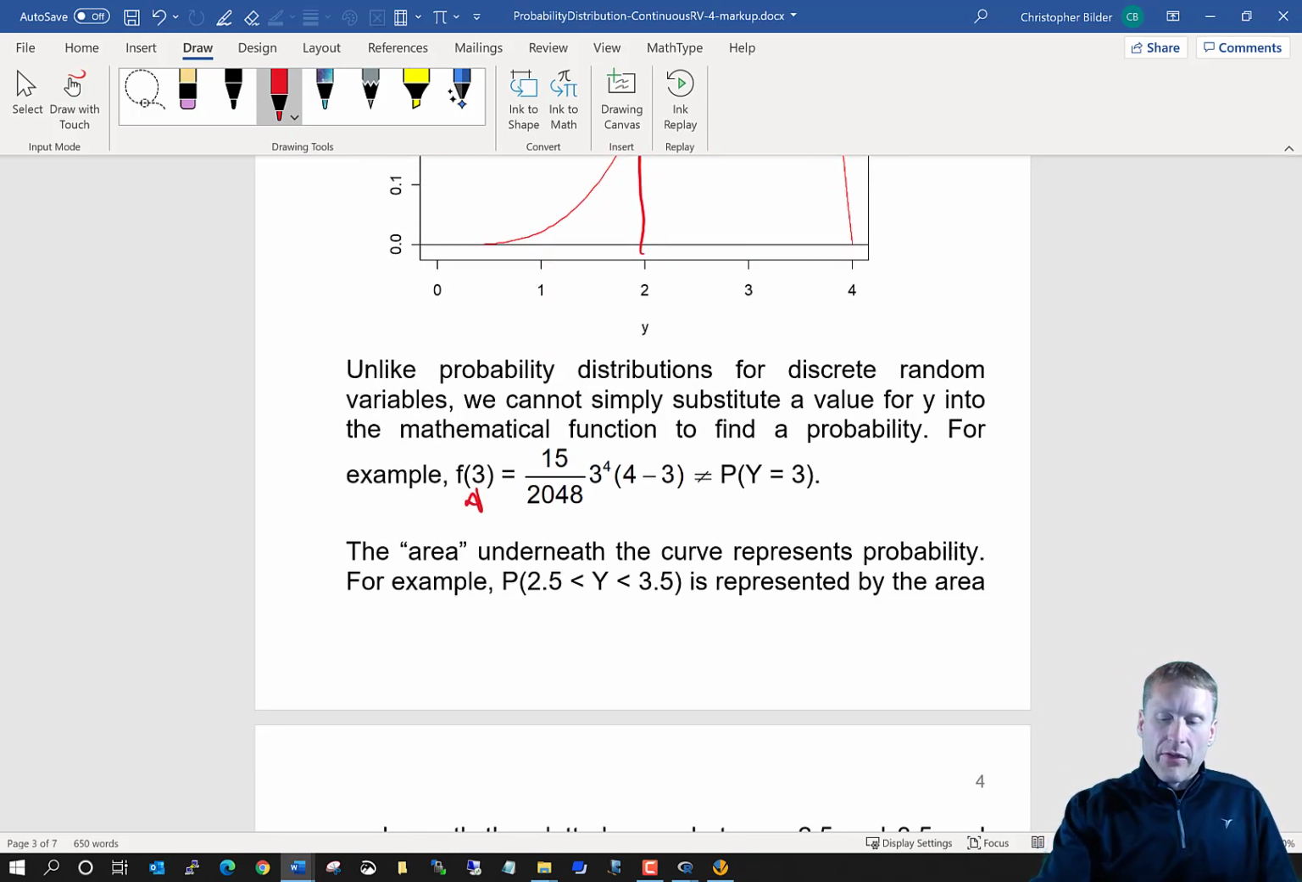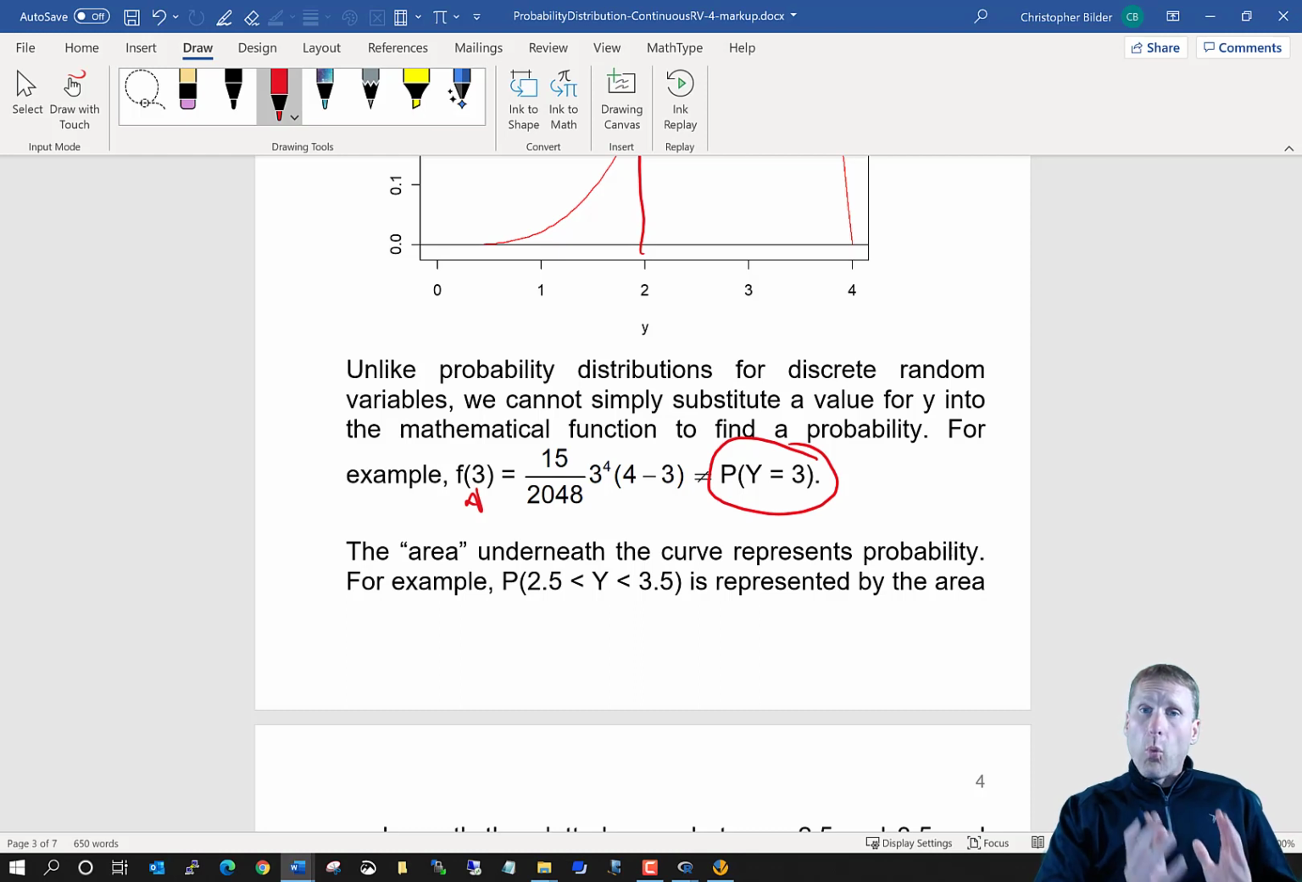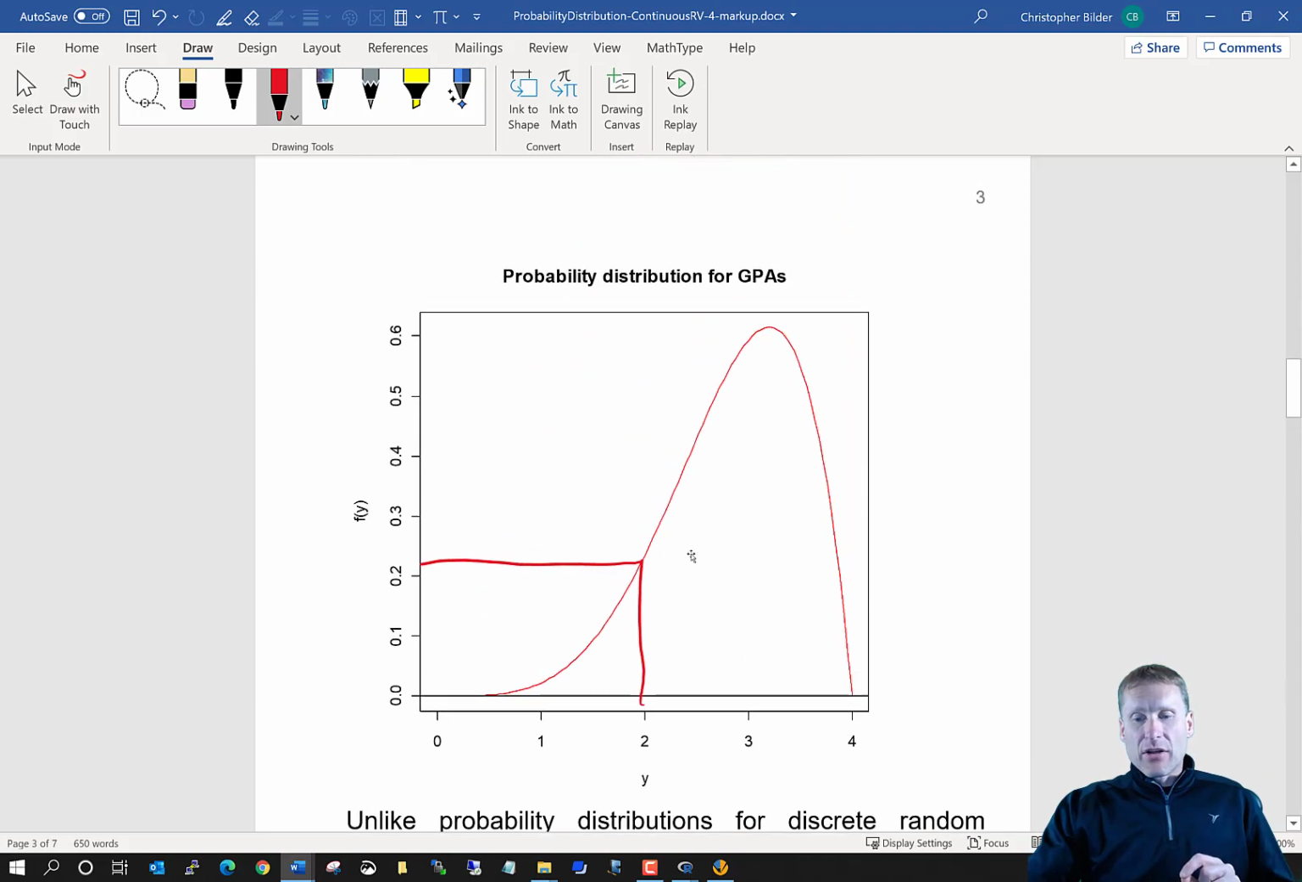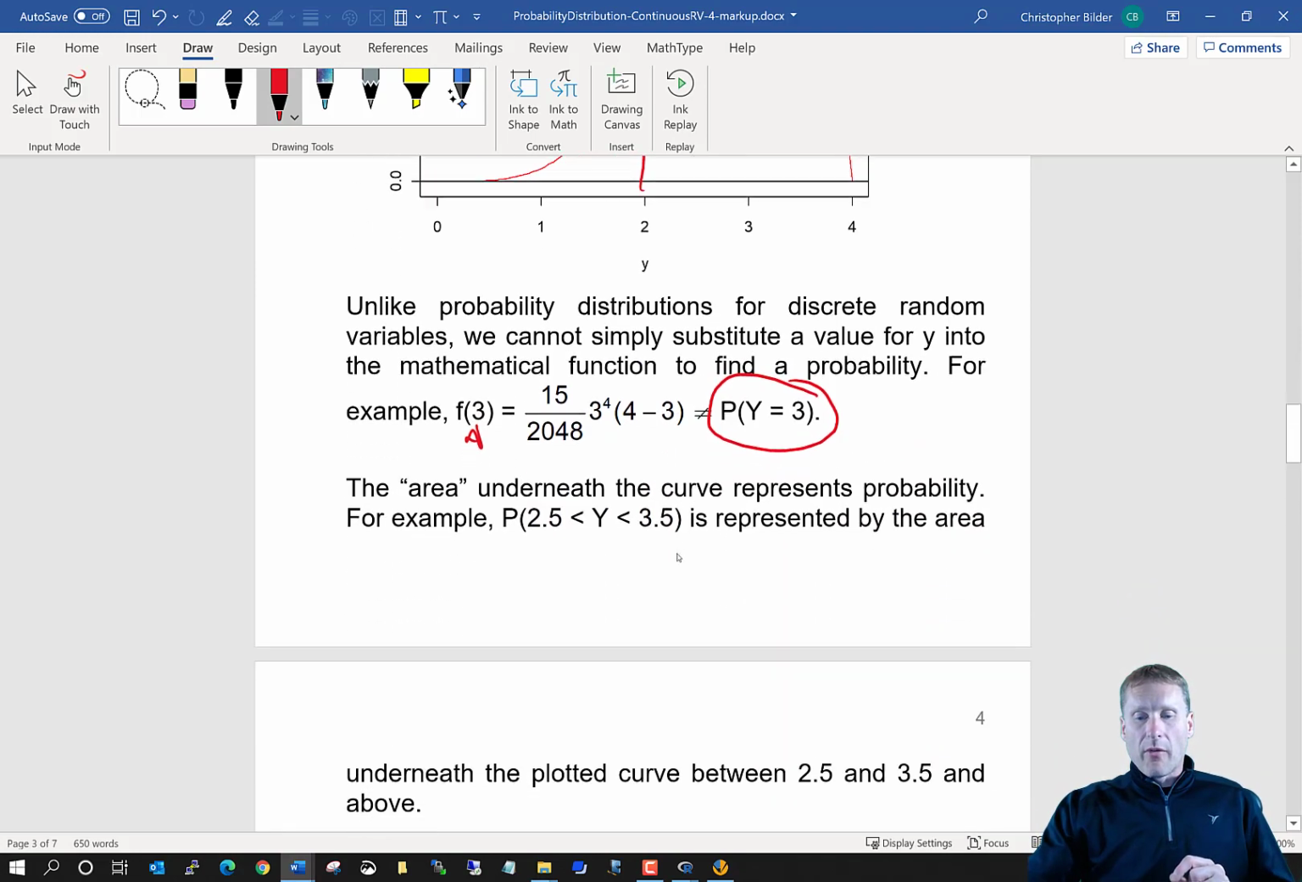I guess in this example I did 3 instead. This height of the curve is not the same as the probability y is equal to 3. When we were dealing with discrete random variables, we would have on the left side of our equation probability capital Y is equal to small y, and then there's our function. Here with continuous random variables, the same doesn't occur, and we'll come back to why later. But still, the area underneath the curve corresponds to probabilities.